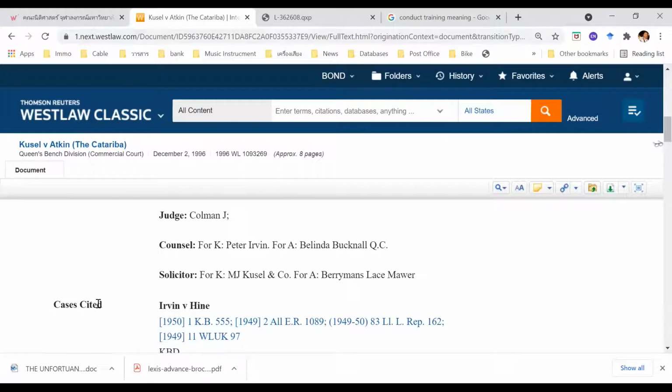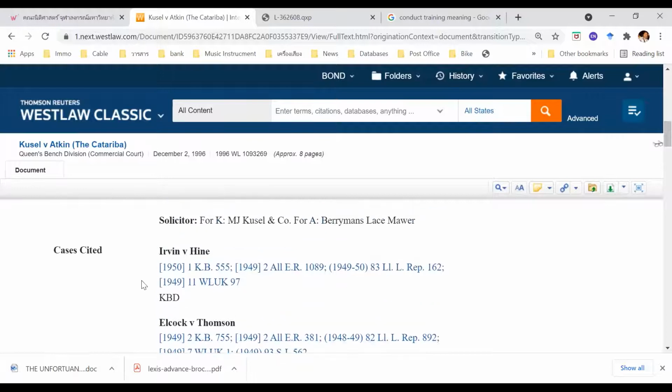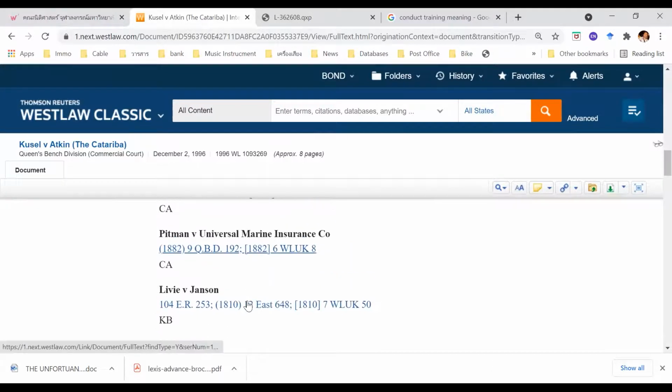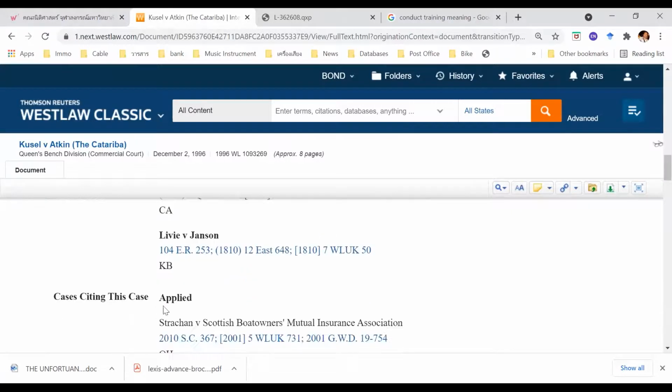This case mentions or cites which cases from the past. They list the cases cited. Not only cases, even books. You look at that, even books or something. It depends on the case. And another one, you look at cases citing this case.